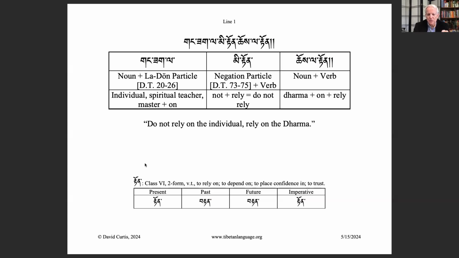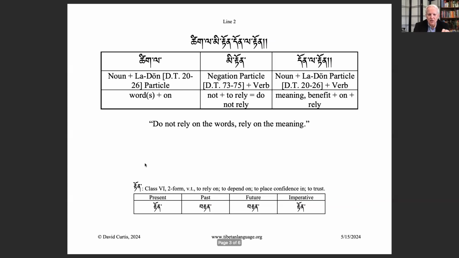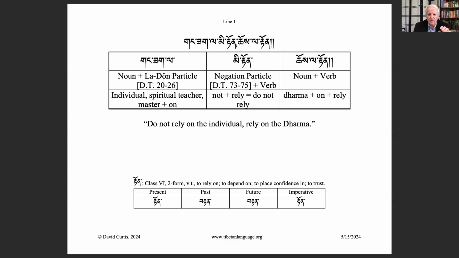So then there's our line 1. Gongzak la mitun, chulatun. Don't rely on the individual, rely on the Dharma. The individual who happens to be teaching the Dharma, right? Rely on the Dharma. So that's why we put in that spiritual teacher in the first box there. Okay, that's line 1. Let's look at line 2.